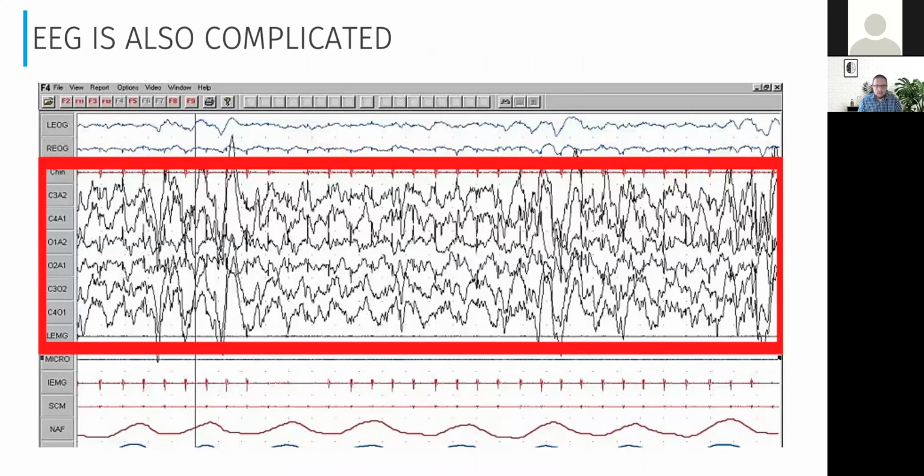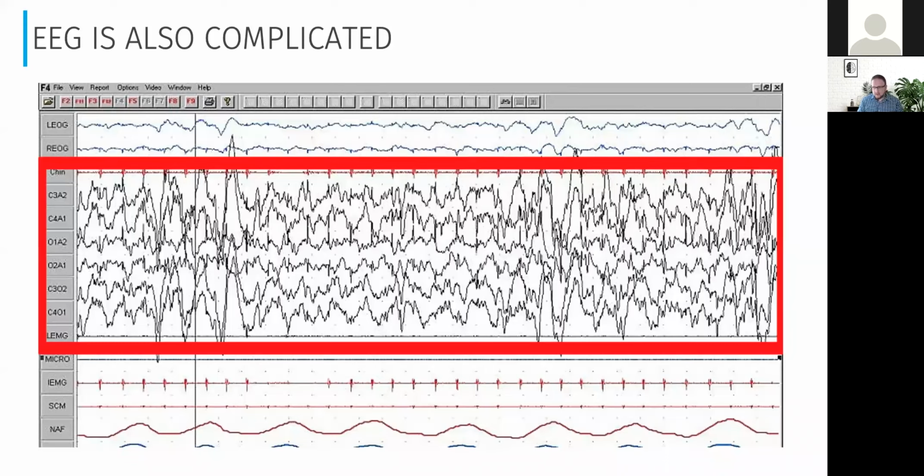We have the same problem when it comes to looking at the EEG. We have this series of squiggles. How do we describe them? That's not a really easy question to answer either. It's the same level of complexity, things changing all the time. How do we go about this?